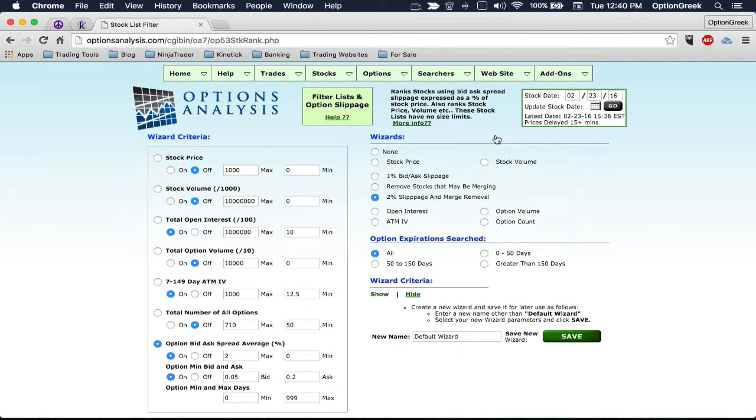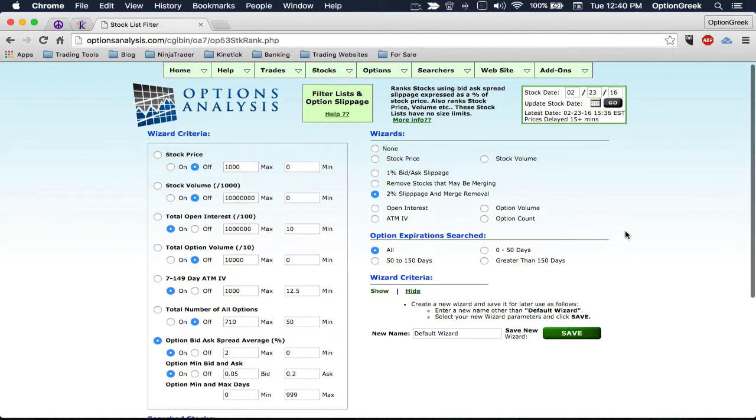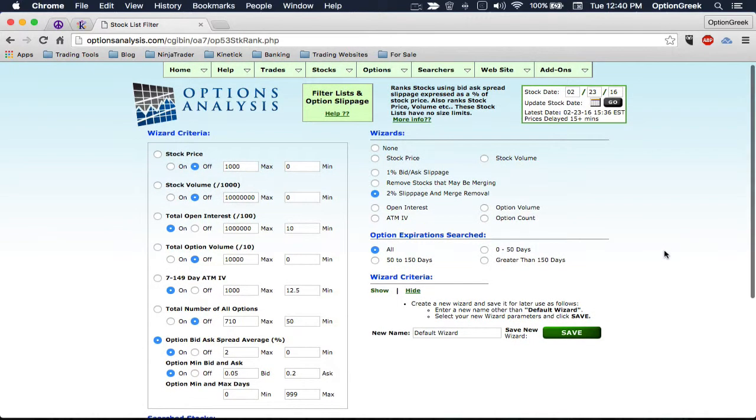Now, options slippage is a tool within this website that lets you essentially filter a list of stocks according to sets of different criteria. At first, it looks like there's a lot of things here to look at, but I'll go through the main sections and then explain what kind of output you get. The first thing you see here is a wizard section.